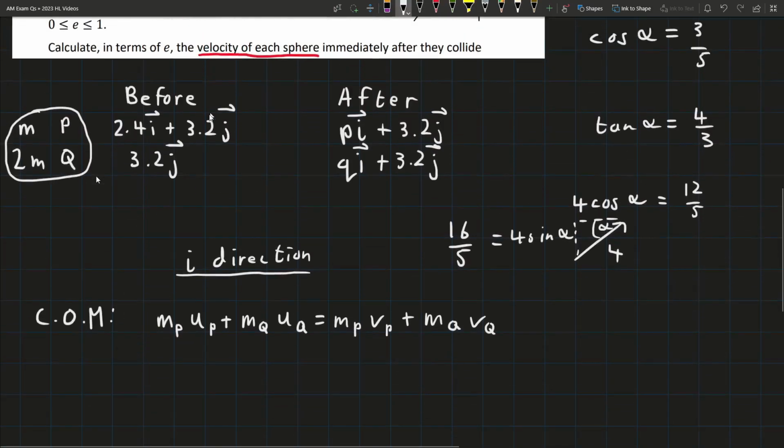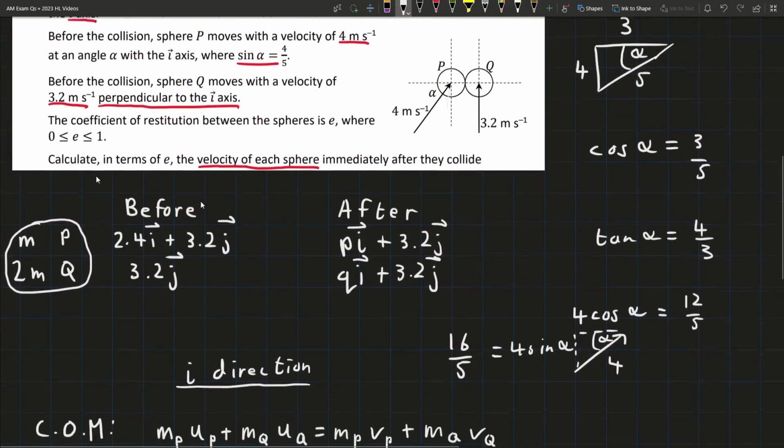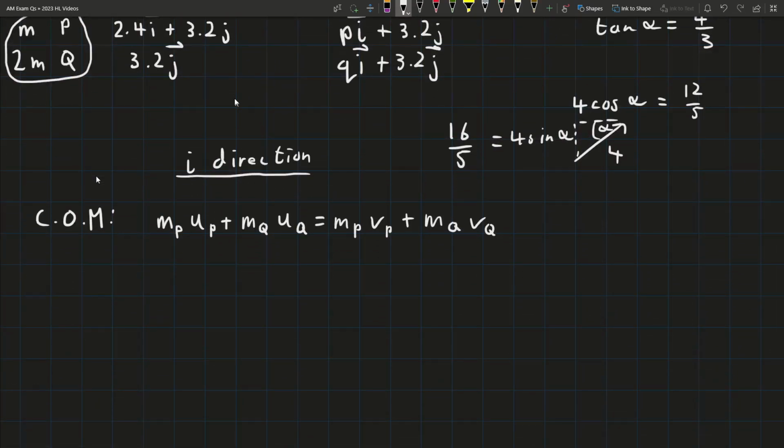Why is that? Well, the velocity before in the j direction, both of them are the same, and the velocity after in the j direction are both the same. The masses obviously don't change, therefore the momentum in the j direction is actually going to be the same before as it is after. So we don't need to worry about that, they're all going to cancel. We just have to look at the conservation of momentum in the I direction.